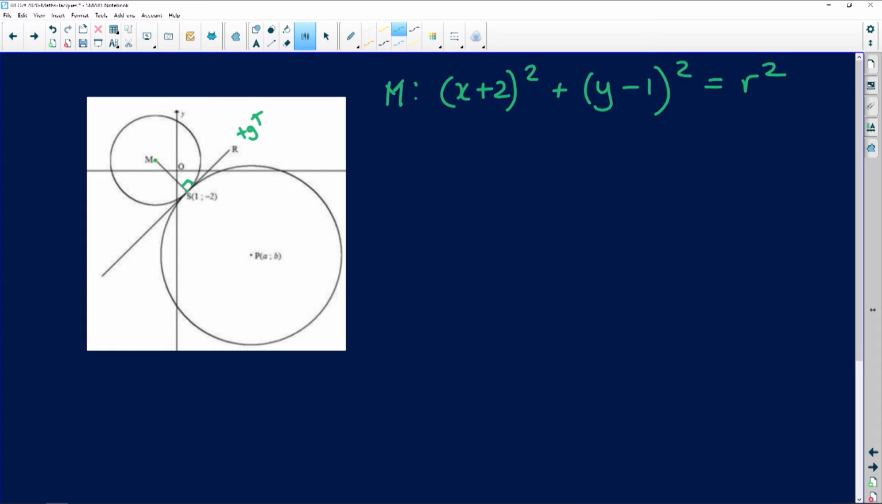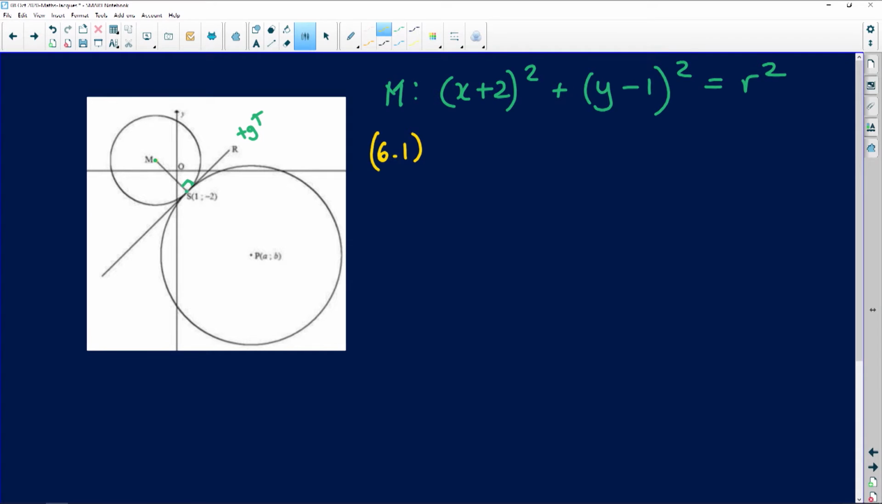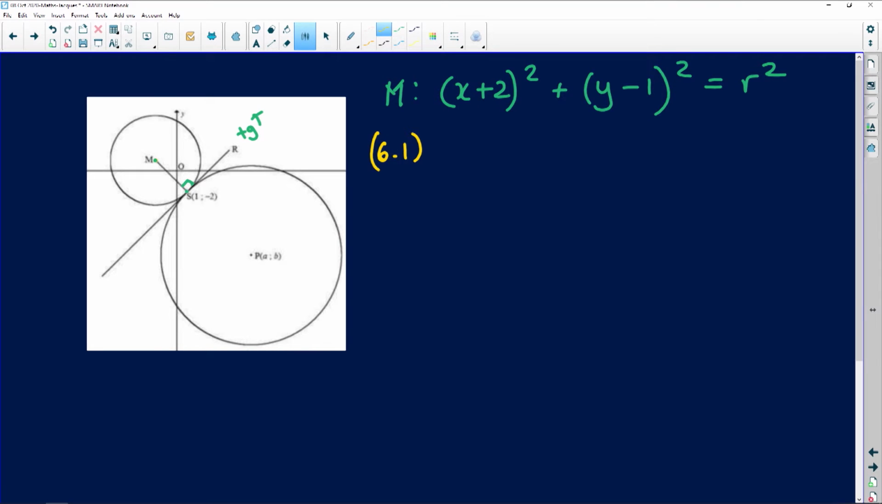Okay, let's see the first question, 6.1. They ask us, write down the coordinates of M, which is the center of the circle, and then also find the radius of that circle. Okay, so let's have a look. M, the center M, we can read off. Now remember, the only thing that you must remember is that this sign changes from equation to point. So that is minus 2. There's a minus 1. It becomes a 1.